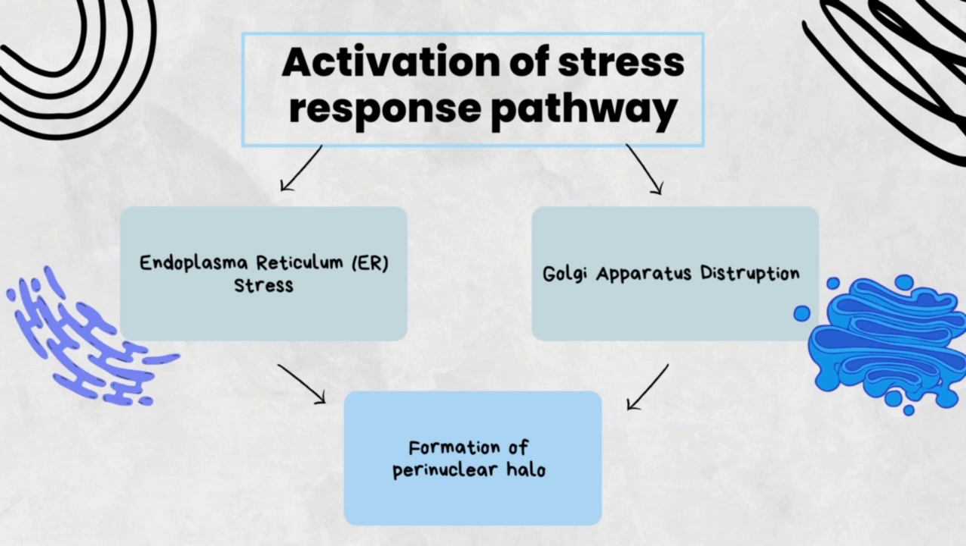For Golgi apparatus disruption, the disruption of the Golgi apparatus can affect cellular components and processes related to nuclear organization and chromatin structure. It can be caused by factors like viral infection, genetic mutations, or drugs. This can lead to impaired protein trafficking and modification. It can affect the function of nuclear proteins involved in chromatin organization, leading to changes in nuclear structure and formation of a perinuclear halo.